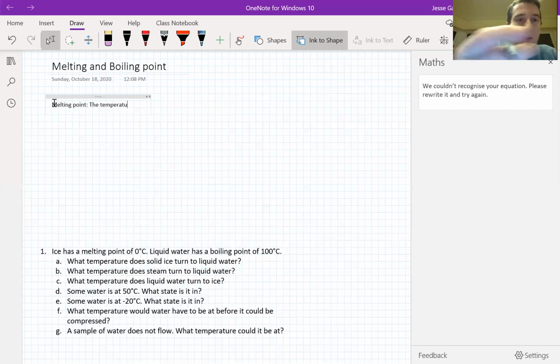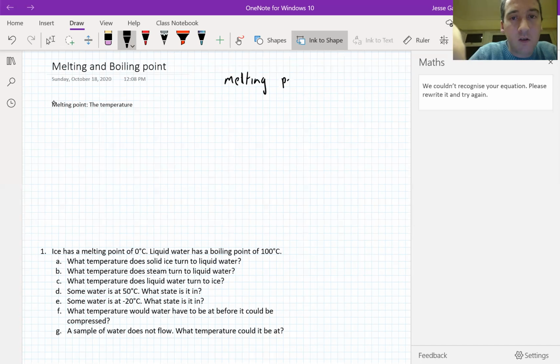I hope that this is clear. Just very quickly going to draw it again. We've got melting point. It obviously refers to melting in some way. Melting is turning from solid to liquid.